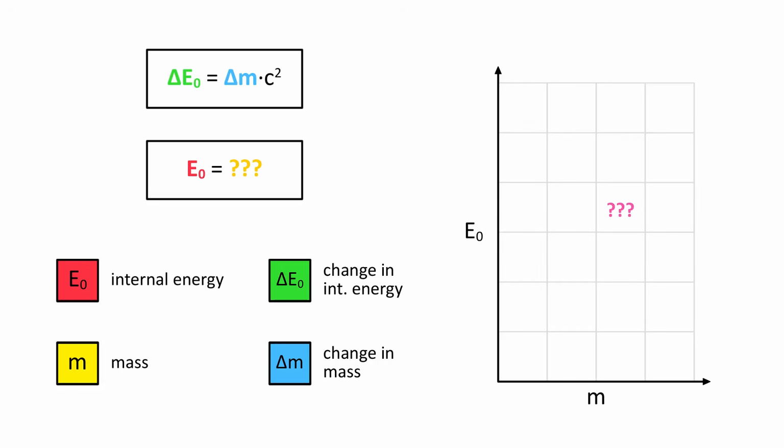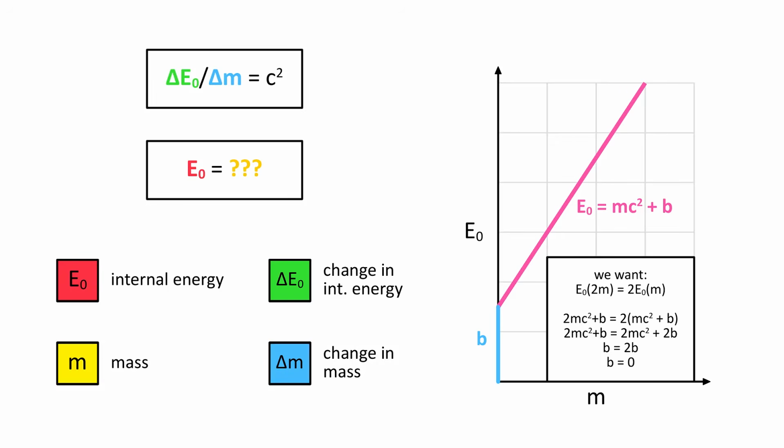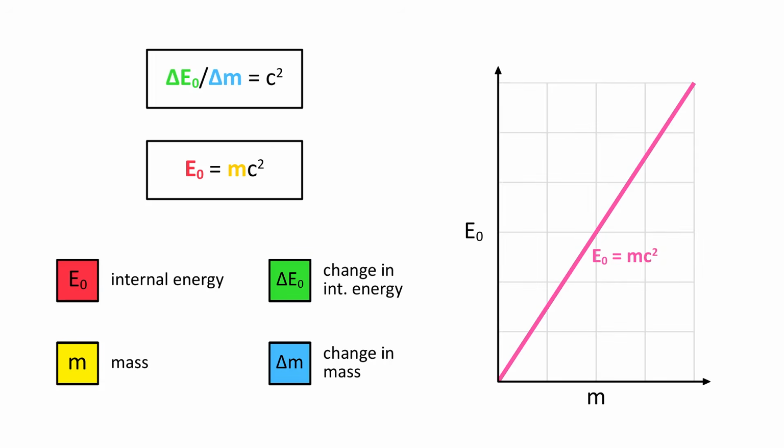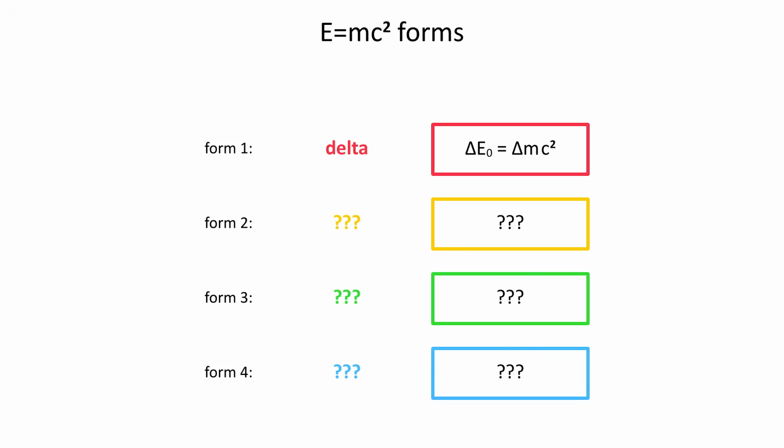If you graph E0 as a function of m, then delta E0 over delta m is just the slope of the function. Since that slope is just a constant c², the function must be linear with the equation E0 equals mc² plus b. And b must be 0 due to the simple fact that one full-size particle should have equal energy to two half-size ones when stationary, as that's the limiting case for slower collisions. This puts the y-intercept at 0, giving us E0 equals mc², which is mass energy equivalence equation form 2.